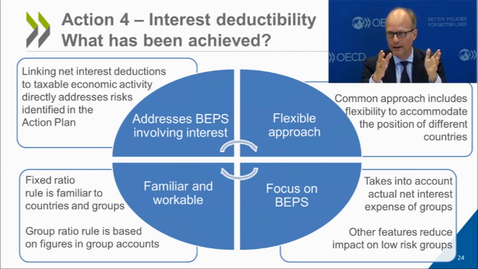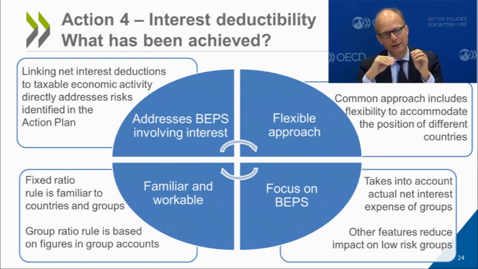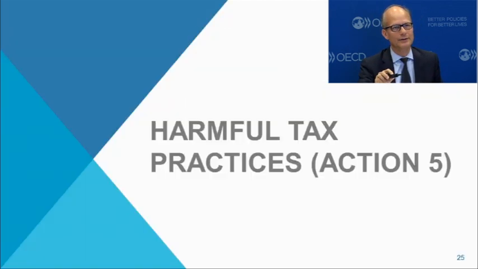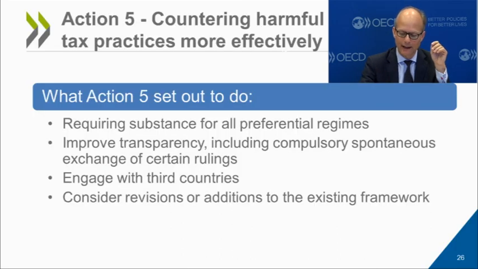It's flexible. It allows different countries to position themselves on a range, so it is flexible enough to be applicable by a wide range of countries. It has a focus on BEPS. It focuses on net interest. It has elements, de minimis and other, to reduce and take out low-risk aspects. It's familiar and workable. A number of countries already have it, and it's based on data from the company itself. And I should say that we're still doing some further, more detailed work on the group-wide rule, as I mentioned. And then I'm coming to my last point, which is harmful tax practices, Action 5.